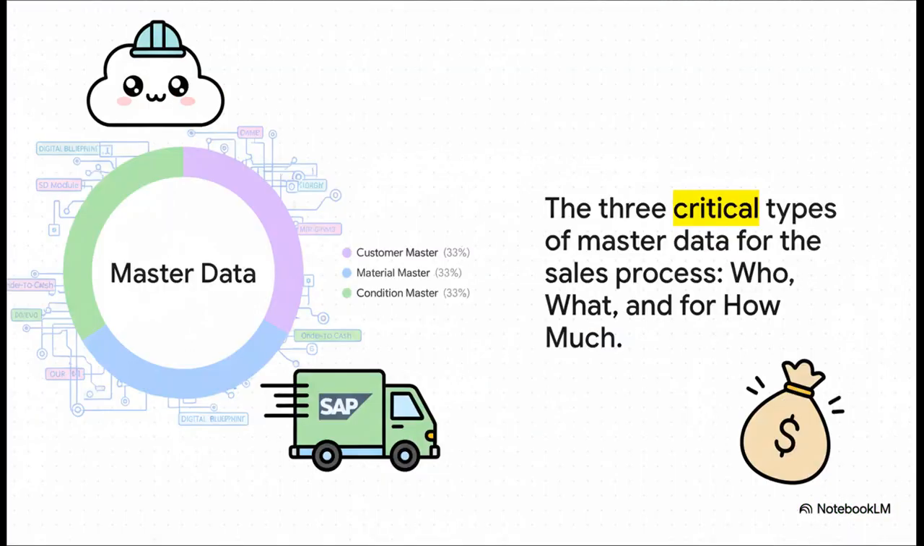When it comes to the sales process, there are 3 types of master data that are just non-negotiable. You could call it the holy trinity of sales data. First, you have the customer master. Simple question, who are we selling to? Second, the material master. What are we selling? And third, the condition master, which is all about the price. For how much are we selling it? Who, what, and how much?